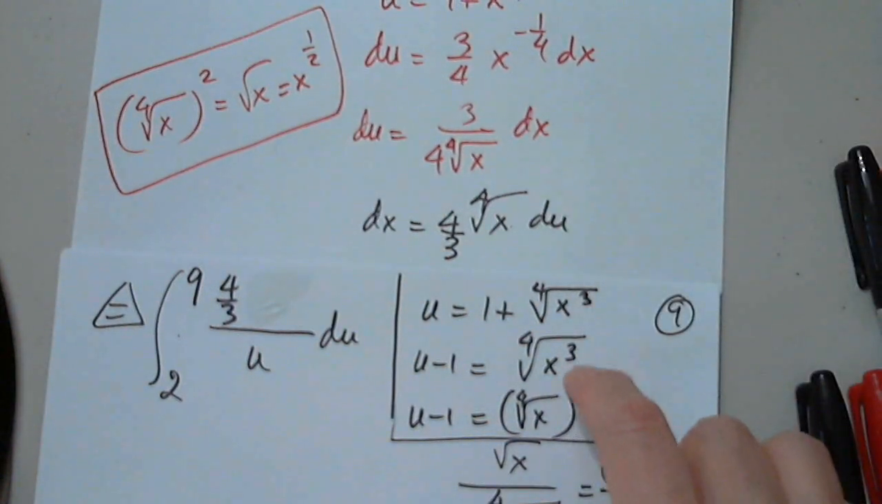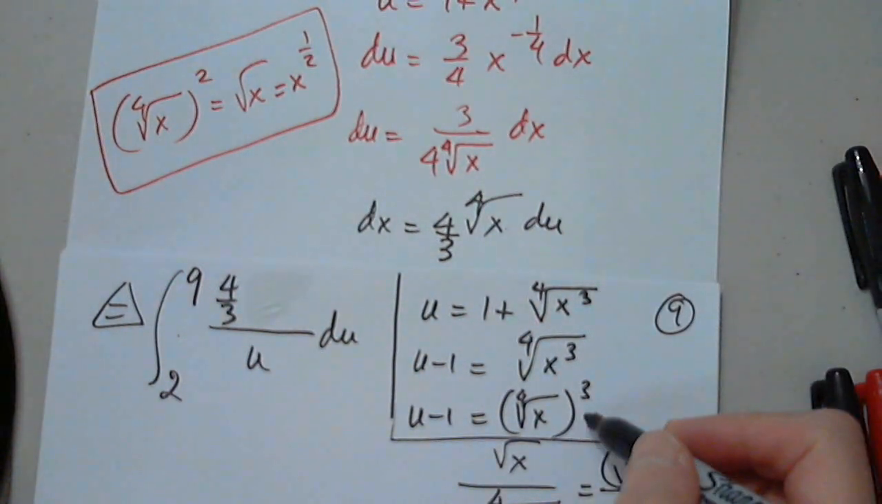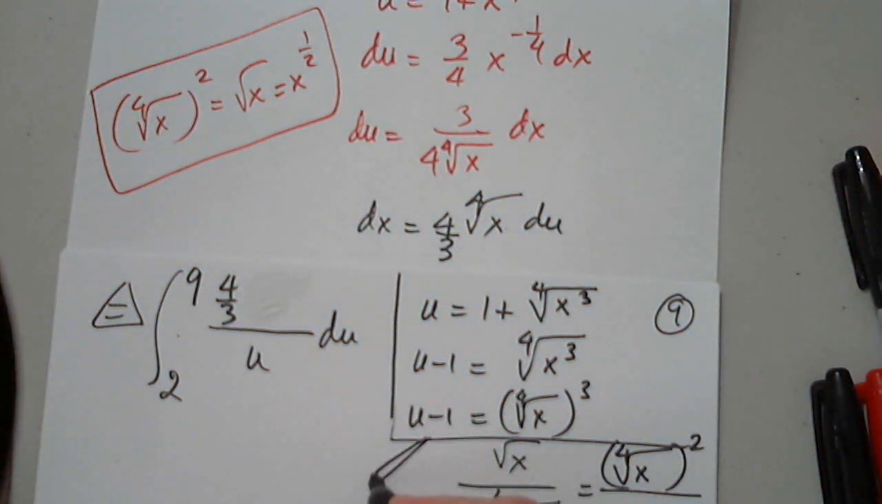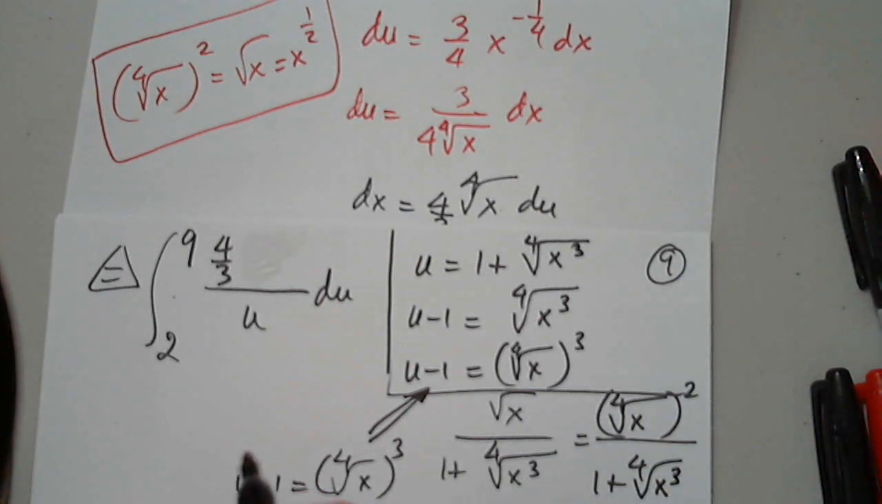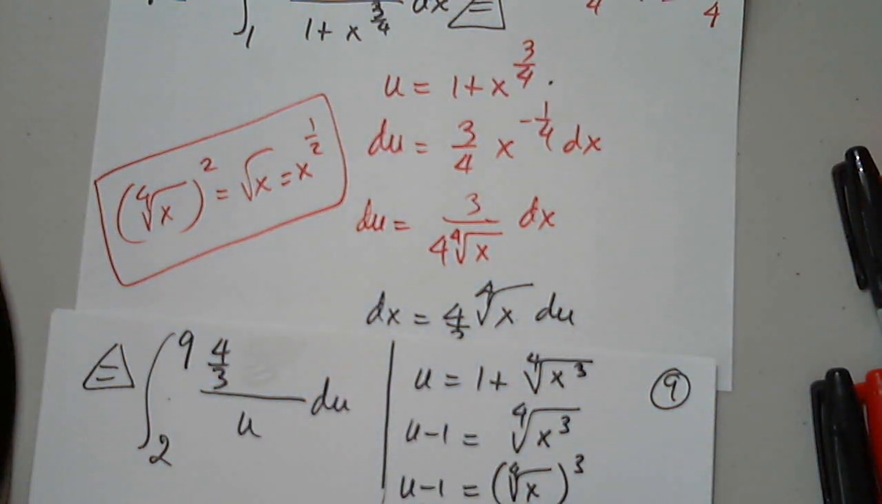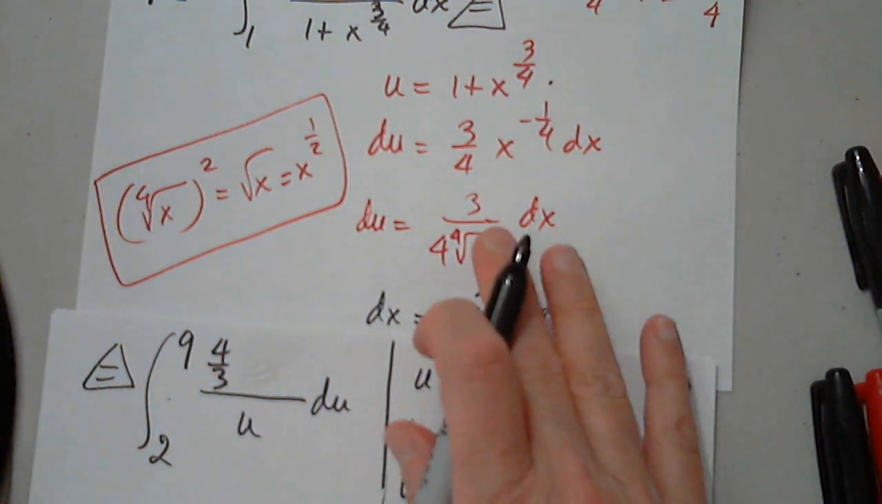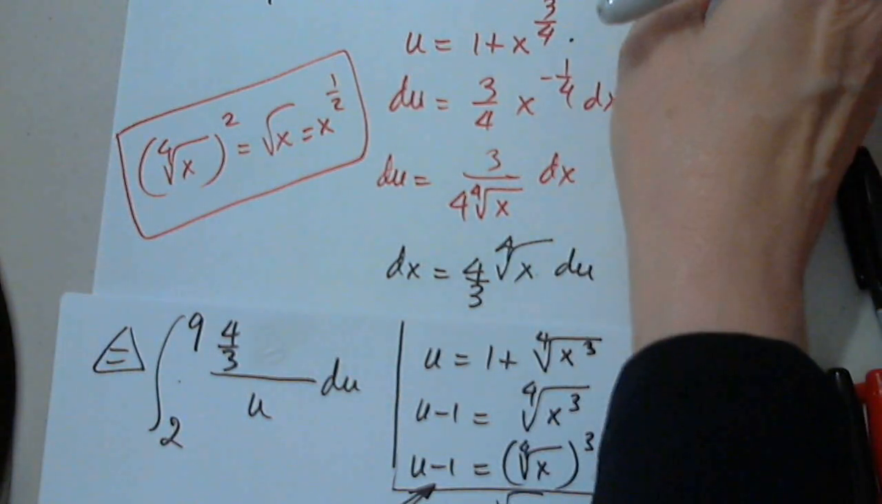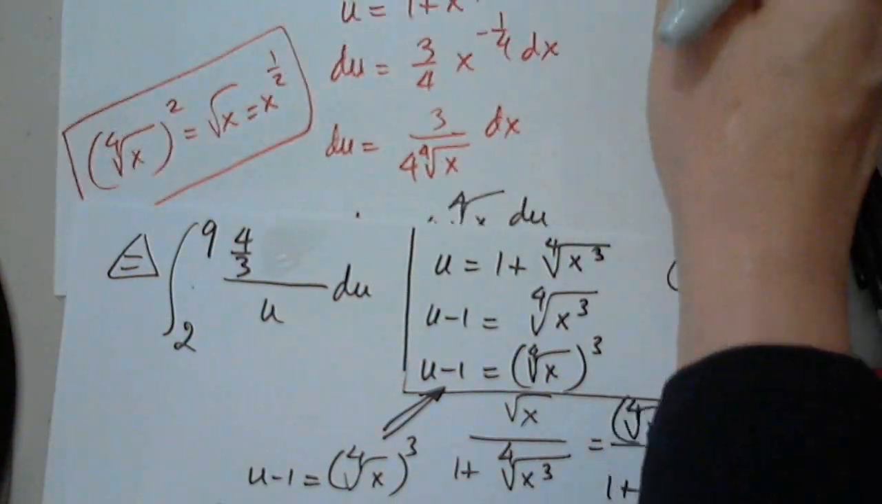So, okay, from here, I have u minus 1 equals the fourth root of x to the third. I only have to take the cube root of u minus 1, so that will be the fourth root of x. So then in here, I will have the cube root of u minus 1. I'll have to let it dry. I should have not written anything in there.